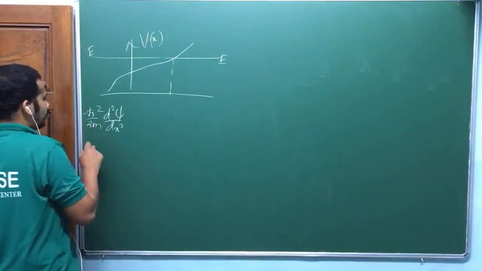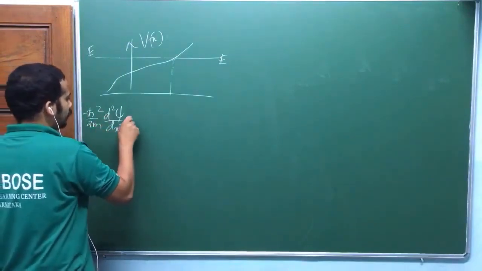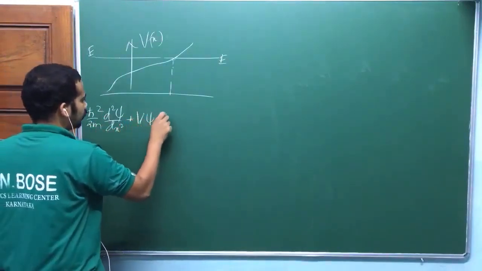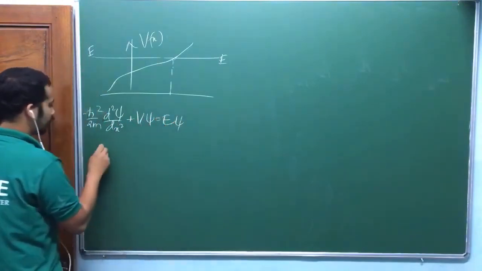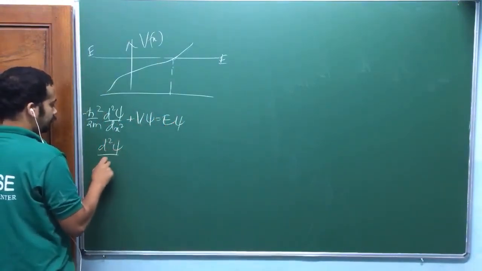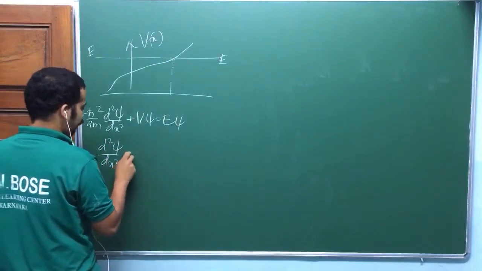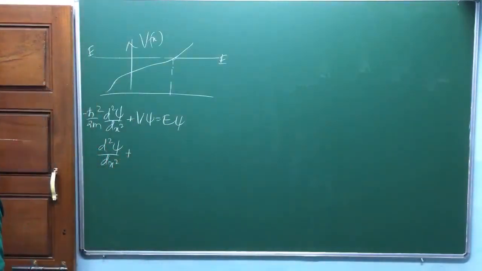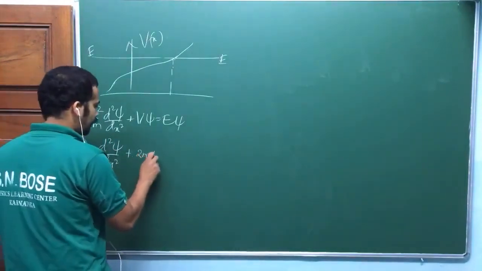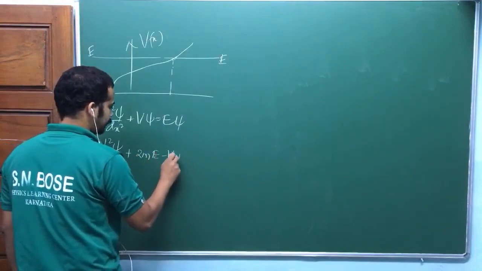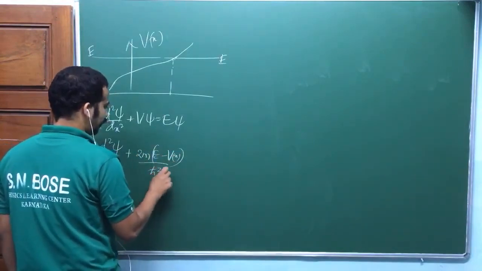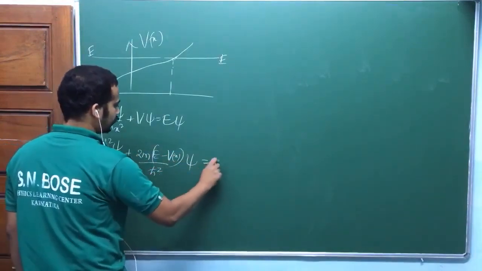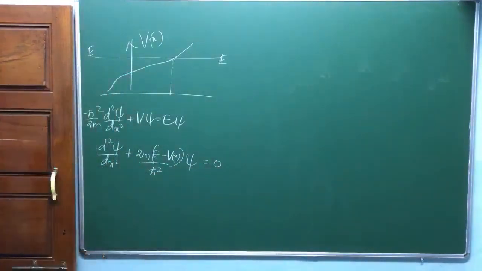So h bar square by 2m d square psi by dx square plus V psi is equal to E psi. Am I right? Just read out this one: d square psi by dx square plus 2m (E minus V of x) by h bar square psi is equal to 0. Can you write it like this?